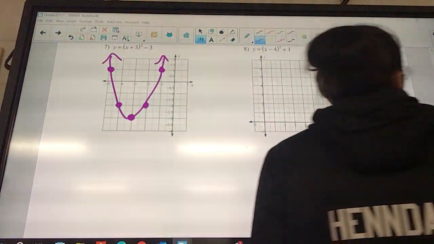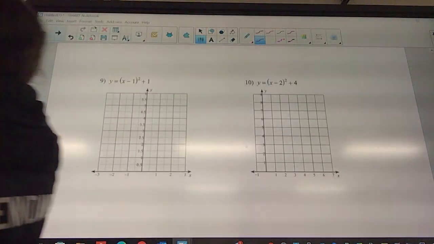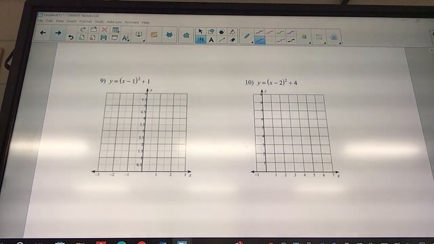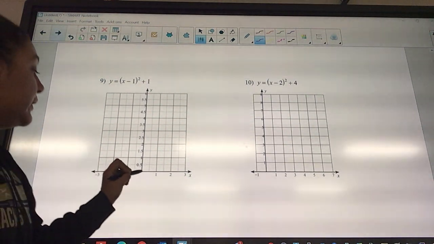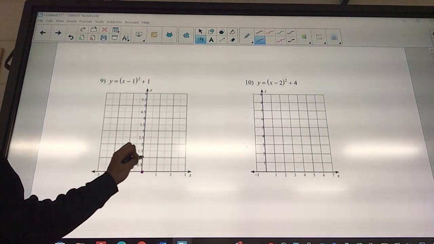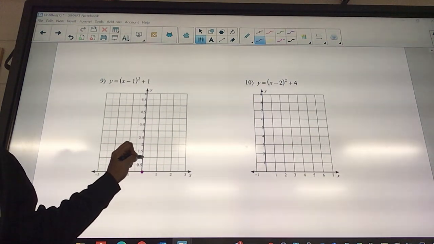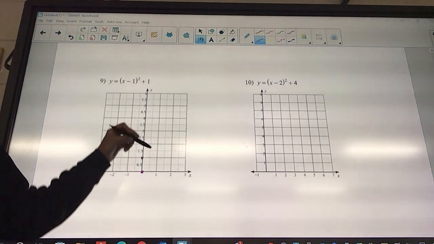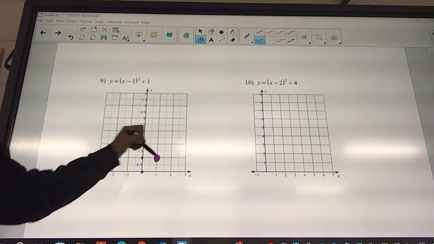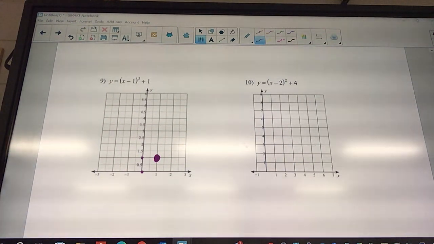Okay, number 9. It starts at 0, 0. What does a plus 1 on the outside do? Up 1. A minus 1 on the inside. To the right 1. Okay, the up and down are pretty, I would say, easy. The inside is where people get jacked up, okay?